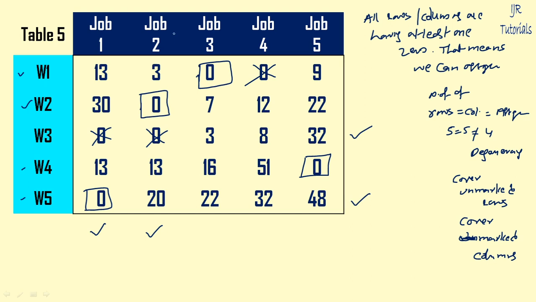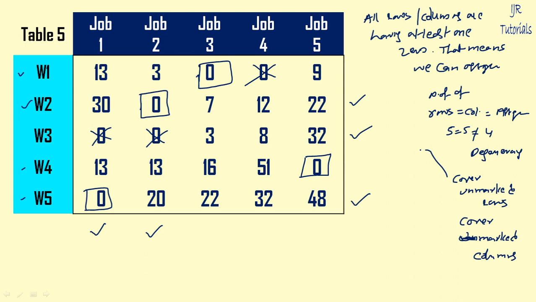And see the second tick mark on job 2. There is one assignment at W2. We can put a tick mark like this. And check if there are any zeros in the tick mark column 7, 12, 22, 30 other than the assignment: no zeros. And the last one, 20, 22, 32, 48 other than the assignment: no zeros. So here the process is completed.